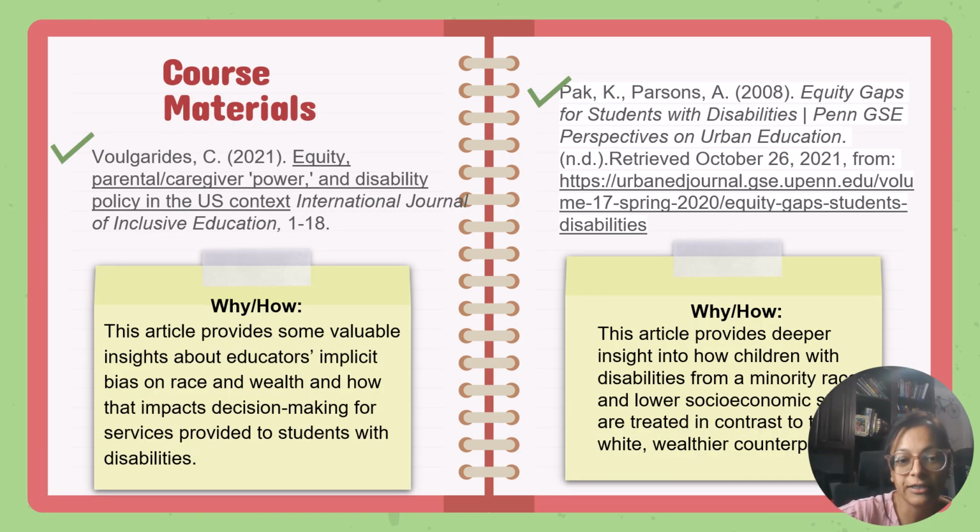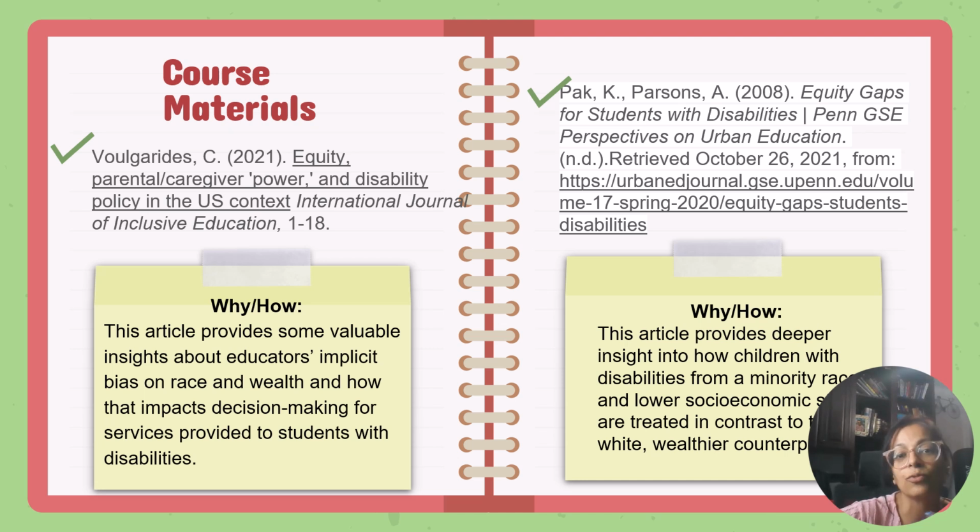So the course materials that I used for this assignment, I used the article Equity, Parental Caregiver Power and Disability Policy in the U.S. Context. And this article talks about the way schools handle disability services that are influenced by race and class, right? So it looks at how parents and caregivers can impact what services their children with disabilities receive, especially through the law known as IDEA, right?